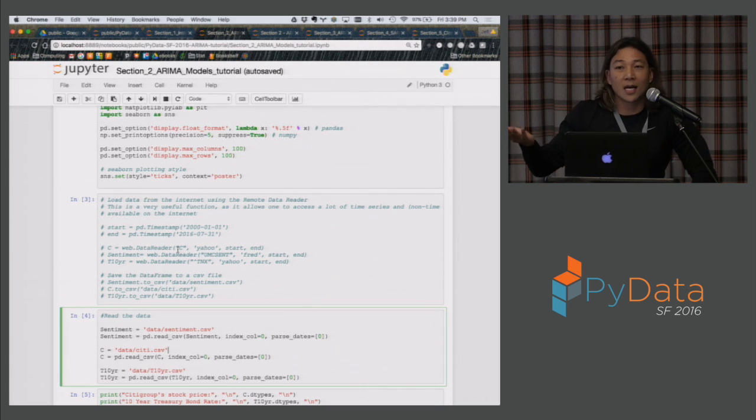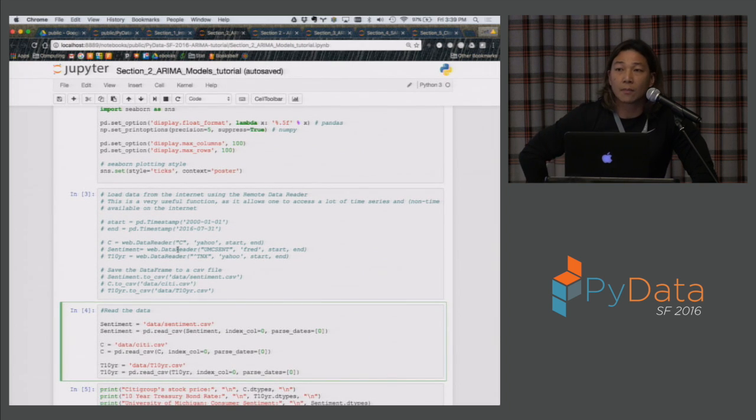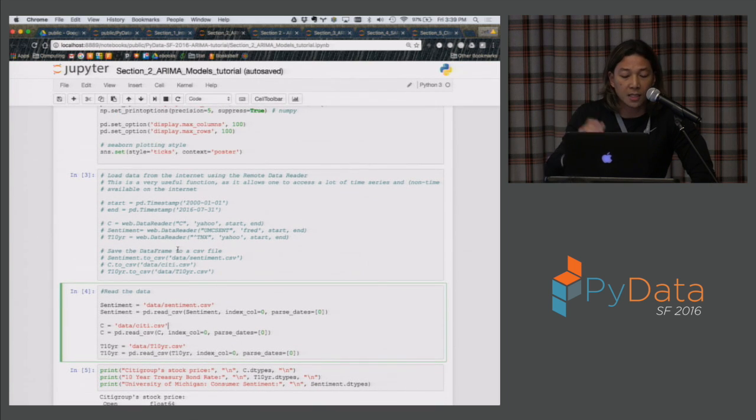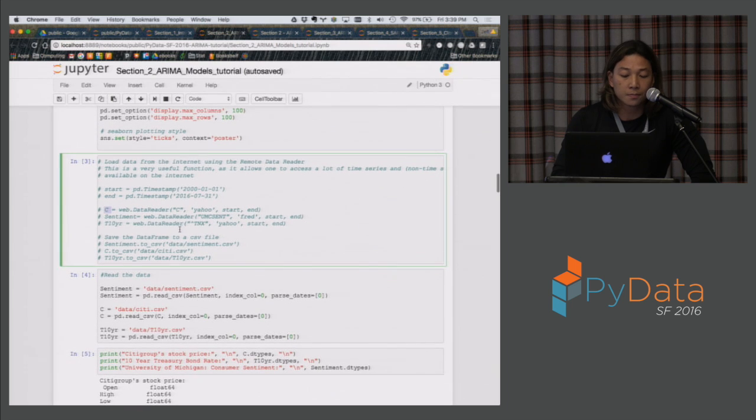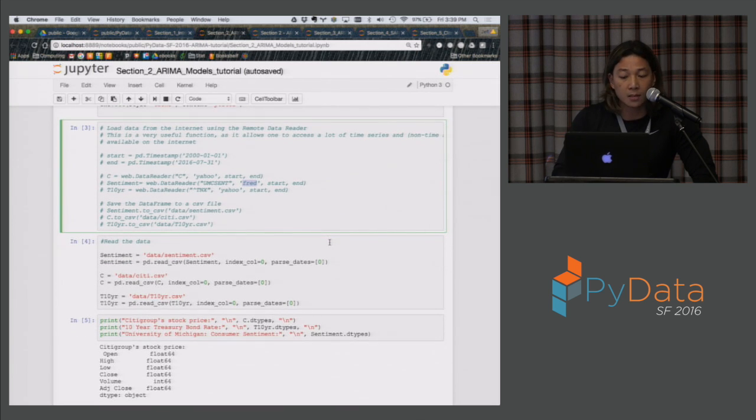There are a lot of time series data available on the internet. If you use the remote data access from Python, you can download a lot of those time series. Here, I download just three examples. One from Yahoo, the Citigroup stock price, which I call C, the ticker symbol. Another is the University of Michigan consumer sentiment, which I download directly from FRED. FRED is the Federal Reserve of St. Louis, and they offer close to 400 time series, most updated on a monthly basis.